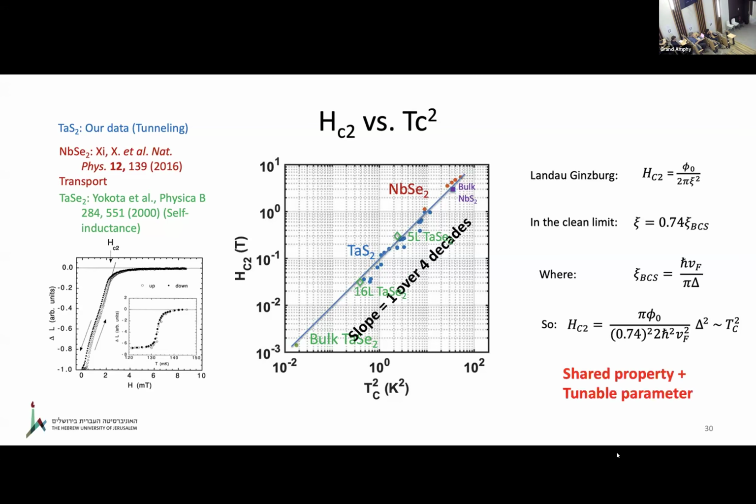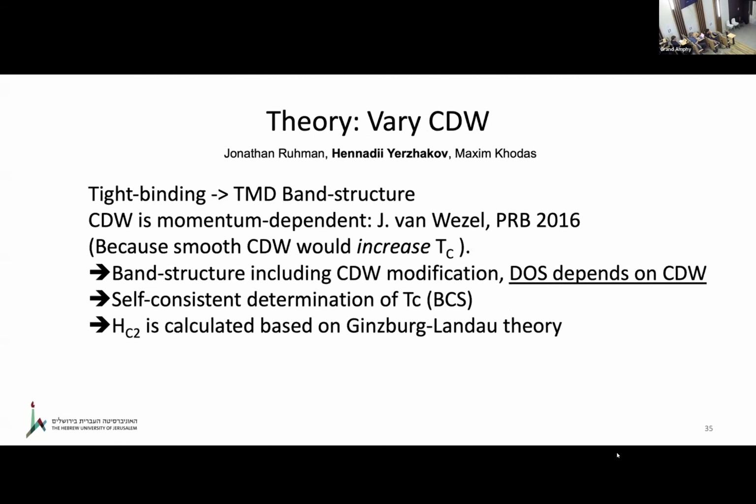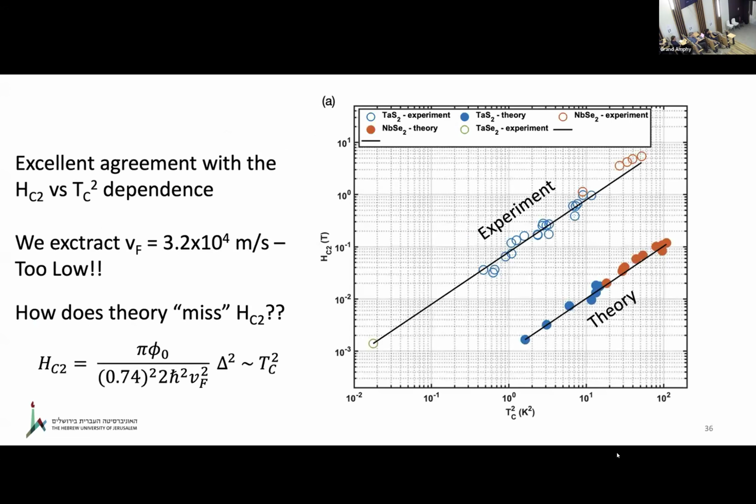So of course, we can't just let this data sit there without setting up a theory. Of course you know that all these materials have a very, very similar band structure. So what could tune the superconductivity? Together with Jonathan and his postdoc, we suggested that this is actually charge density wave. So they did a very powerful calculation, looking at the band structure, adding charge density wave, calculating Tc based on Ginzburg-Landau theory, calculating Hc2, and finding this result.